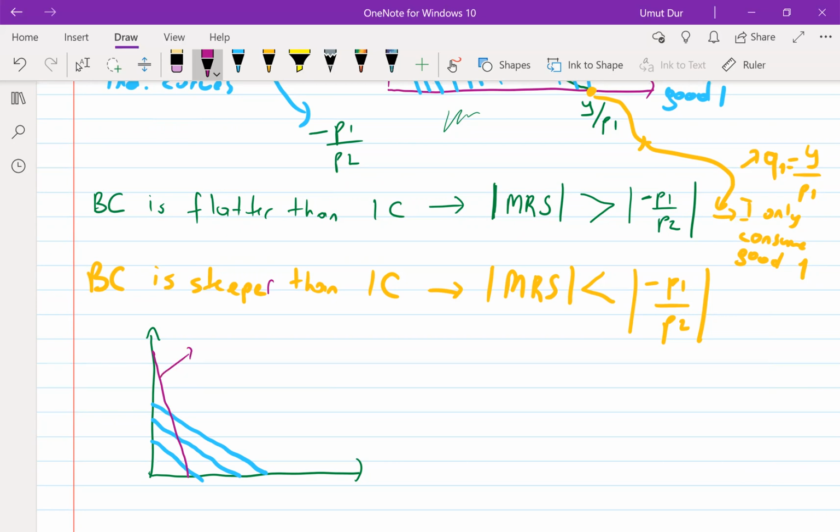So this is my budget constraint and these are my indifference curves. What will be my optimum bundle here? This is y over P1 and this is y over P2.